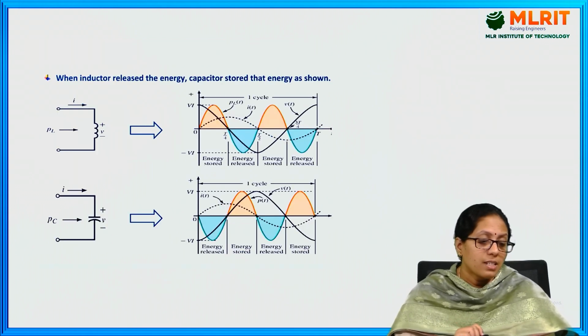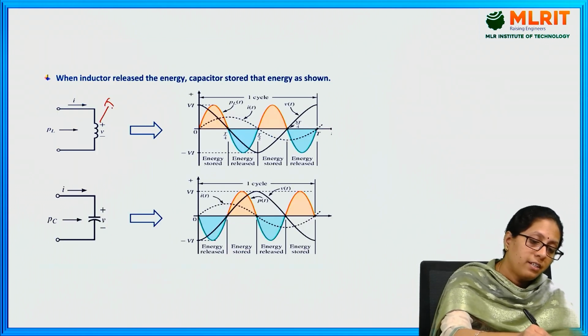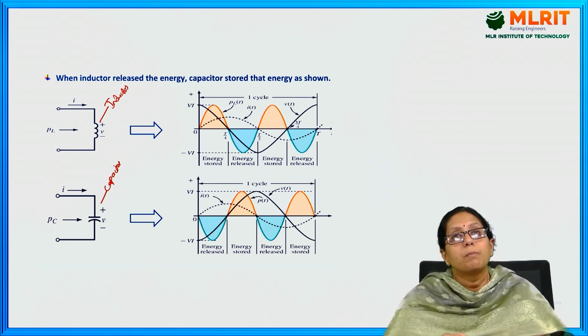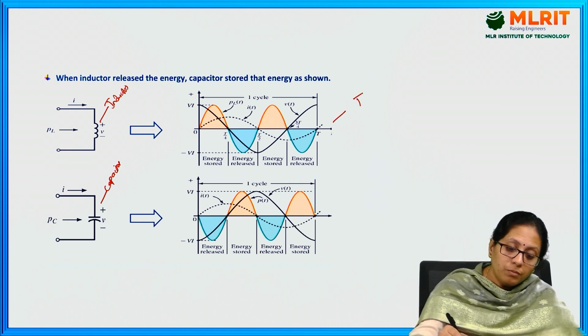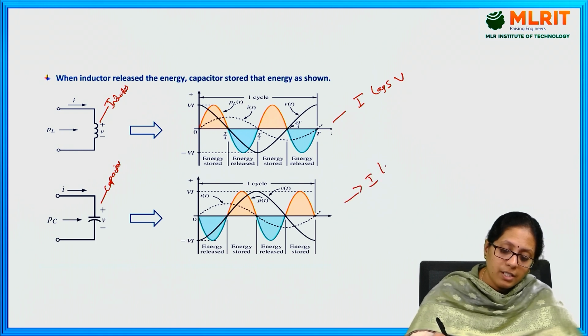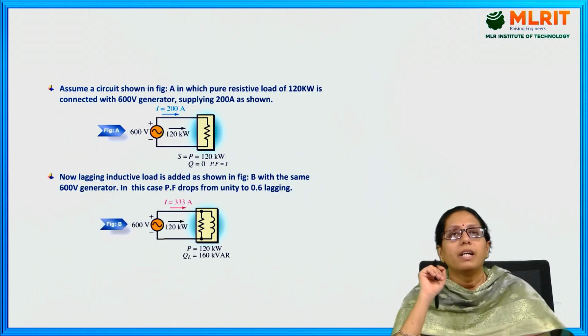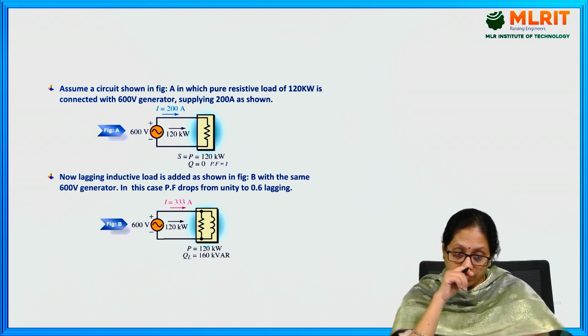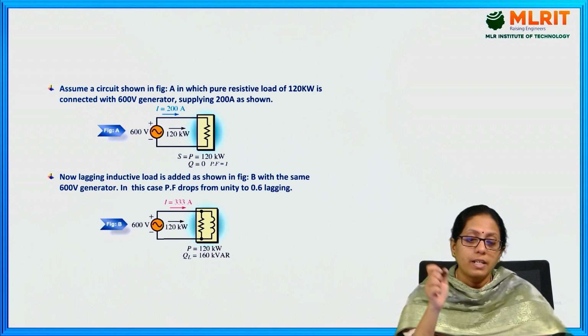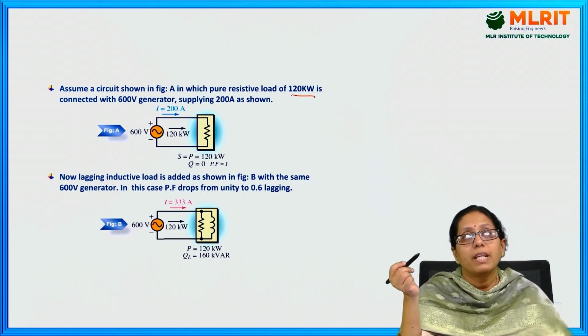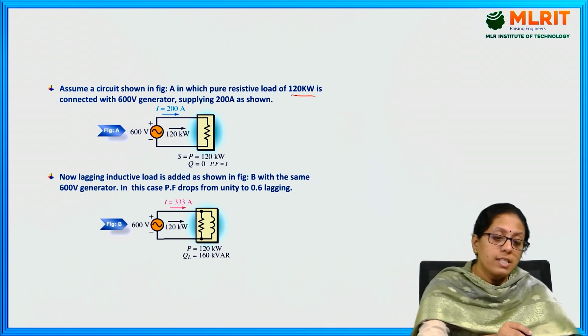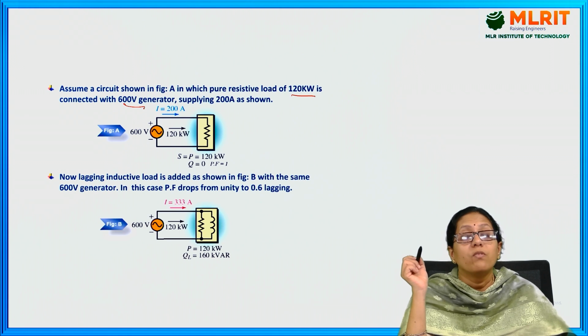So here you can see, here we have connected an inductor, and this is your capacitor. This is pure inductor and this is pure capacitor. In this, current lags voltage. In this, current leads voltage. Here, assume in this circuit, which is pure resistive load, that is 120 kilowatt, is being connected to a voltage of 600 volts generator supplying a current of 200 amperes.